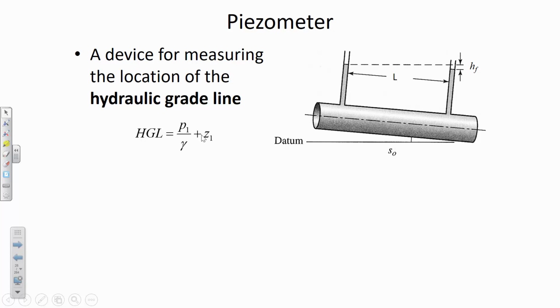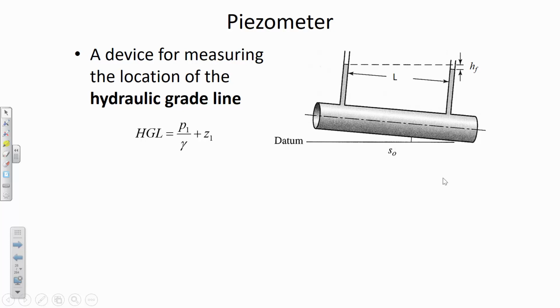Now here, the water level is going to rise to a certain height, and however high the water is, that is the hydraulic grade line at that point. And so we can tell from this sketch that the water is flowing from the left towards the right.